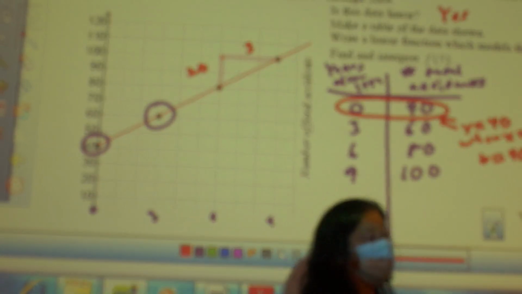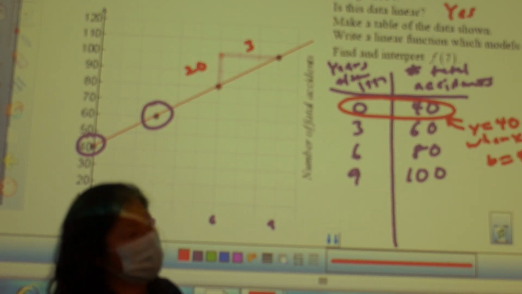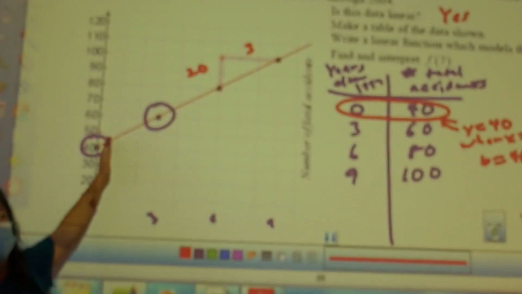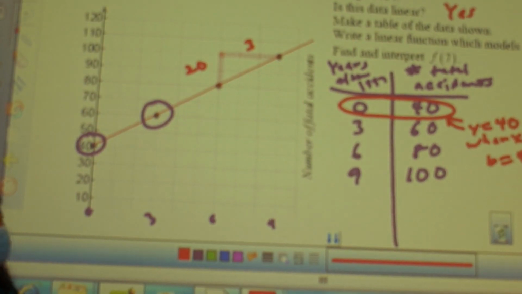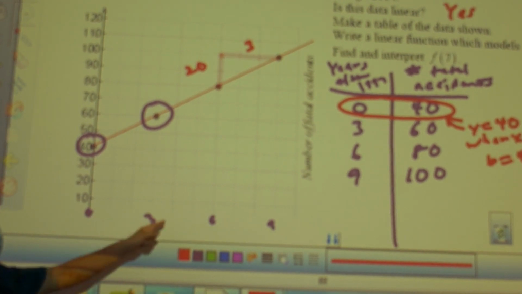Yes, because the y-intercept is when x is 0. Yeah, perfect. So my y-intercept is my initial amount. So that's another way of looking at it. It's your y-intercept, because your y-intercept is when x is 0.